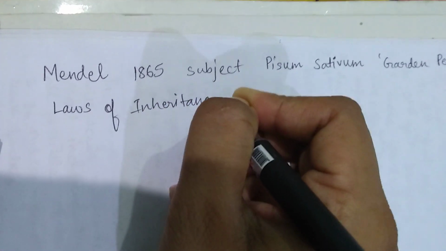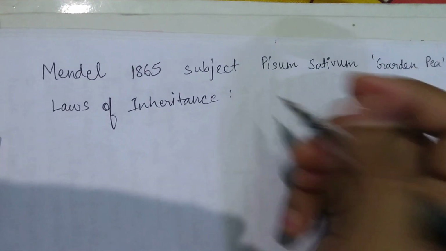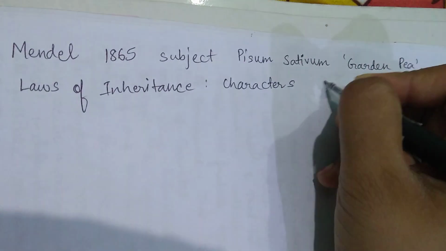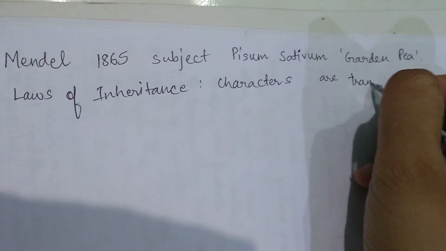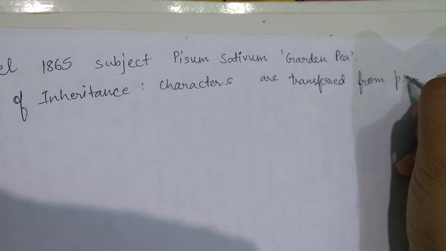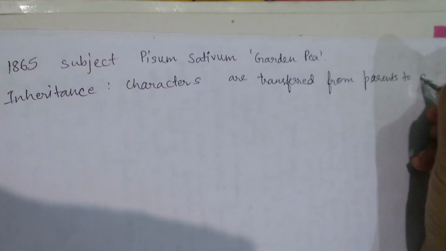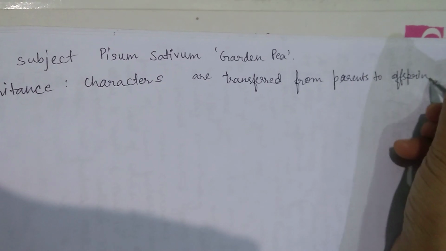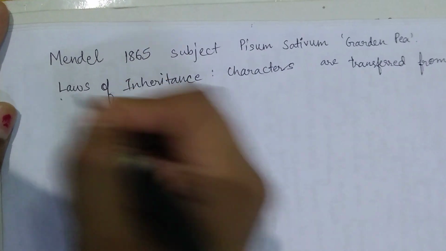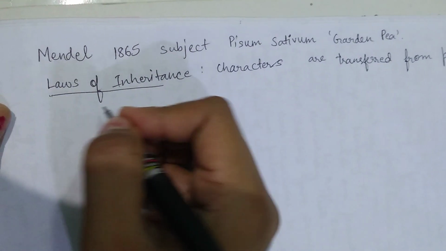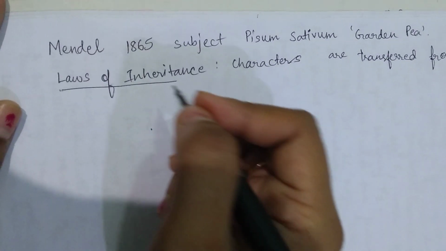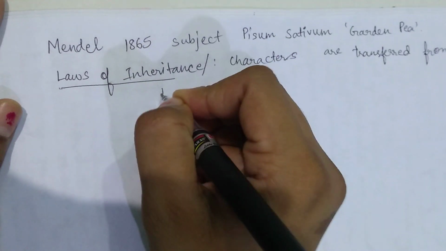What do you mean by inheritance? Inheritance is the way in which the characters are transferred from parents to their offsprings. As we know, like begets like: the cat always gives rise to cats and the elephant always gives rise to baby elephants. Therefore, the characters are transferred from the parents to the offsprings. This is known as inheritance, and also known as heredity.